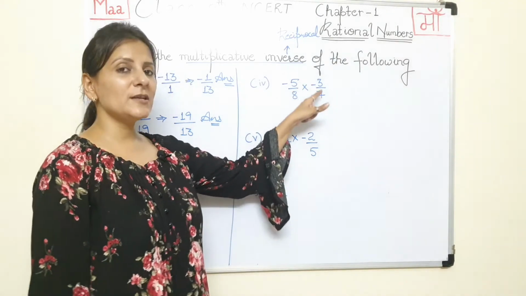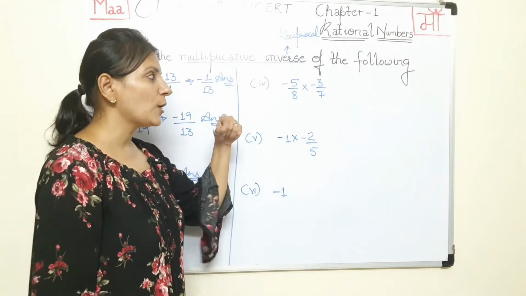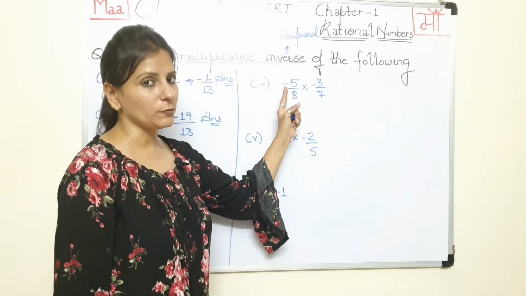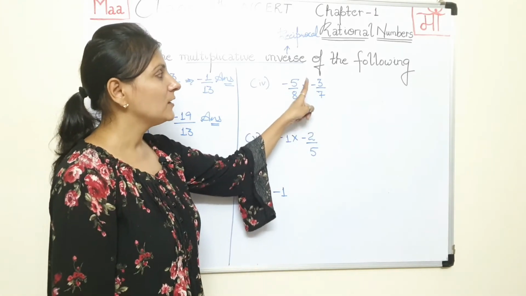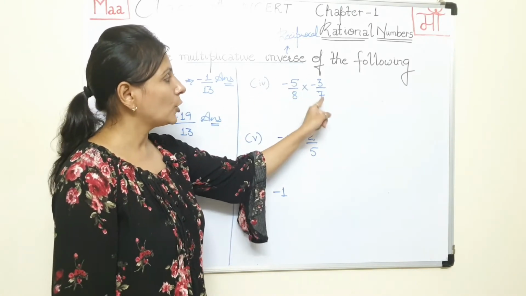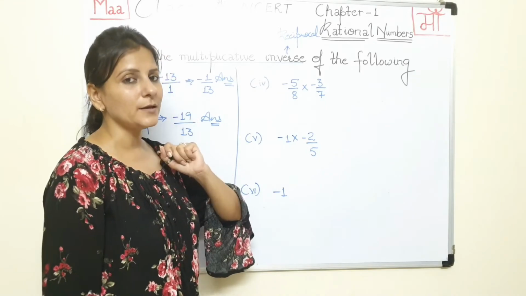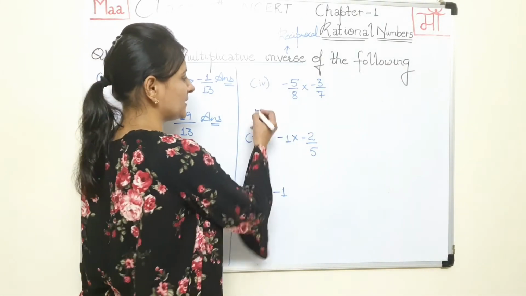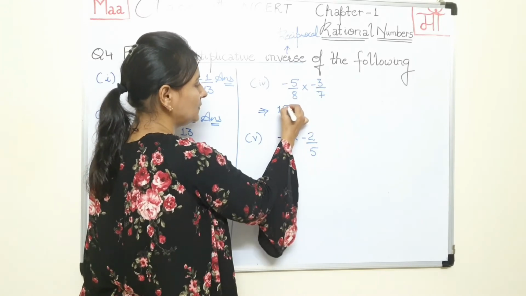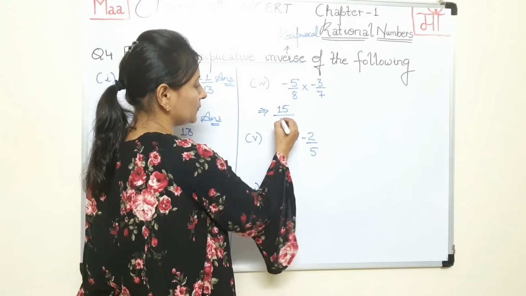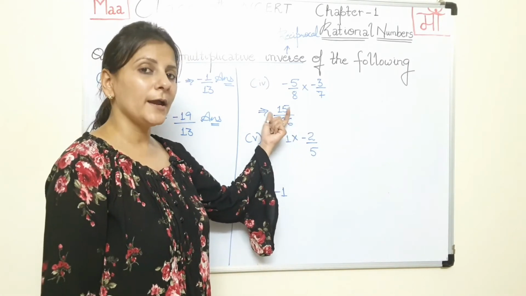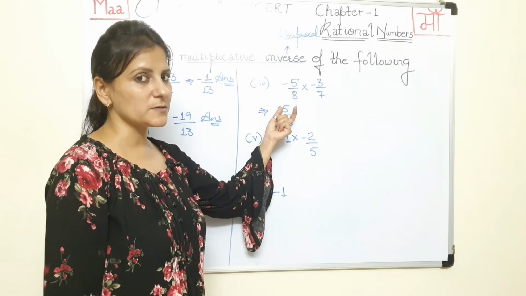Next part, it is given in the form of multiplication. So firstly you have to multiply it. Just check if any value is cancelling, then you have to cancel it firstly, but you can see that no value is cancelling here, neither 5 and 8, neither 3 and 7, nor 5 and 7 and 3 and 8, nothing is cancelling. So we will direct multiply it. So when you will multiply it, 5 into 3 will give you 15 and 8 into 7 will give you 56. So this is the rational number, and now we have to find the multiplicative inverse of this rational number.